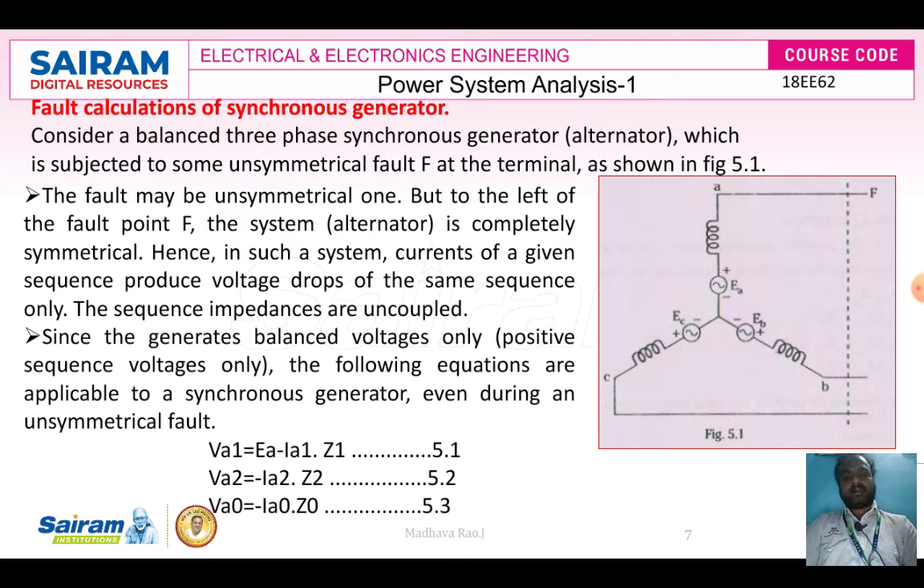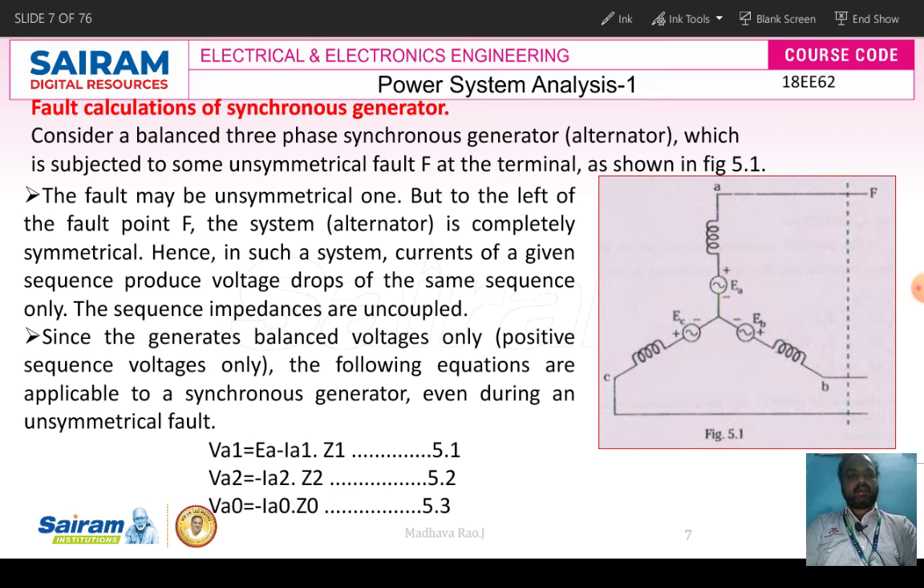Which is the fault? The fault occurs at A phase. The fault occurring at only one phase is what is called an unsymmetrical fault. Here the fault is denoted with the letter F. Always we denote the fault with the letter F. Here we can observe completely where the fault occurs.